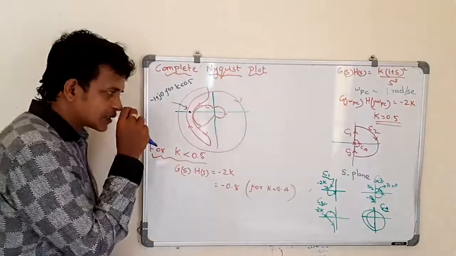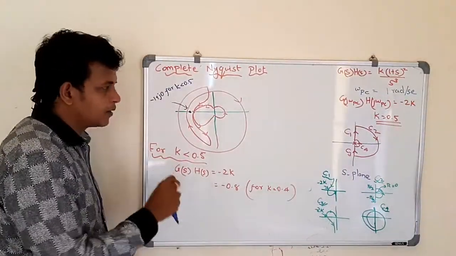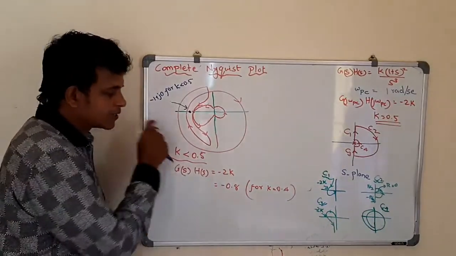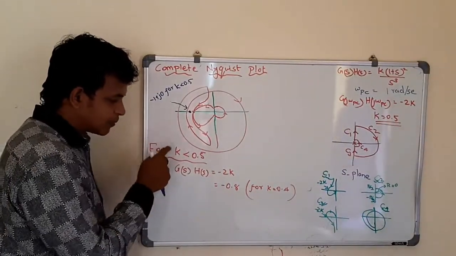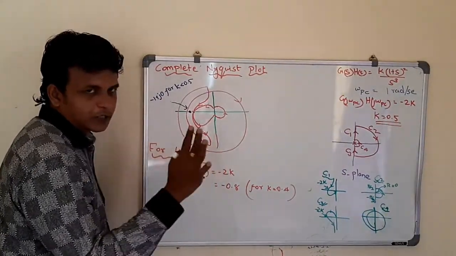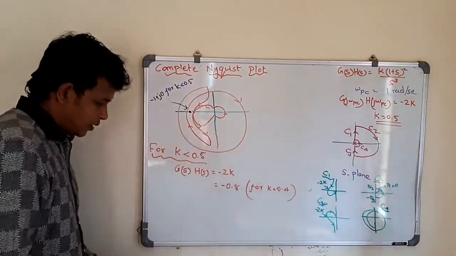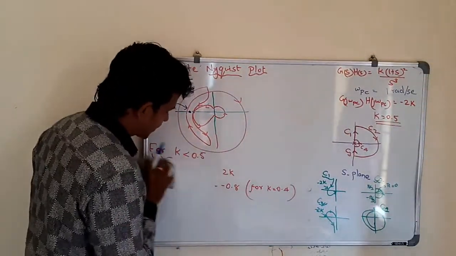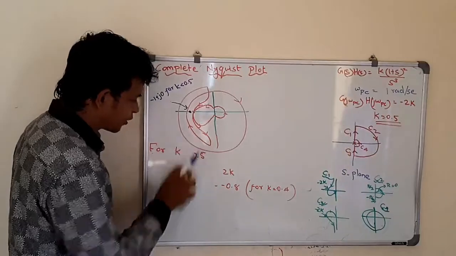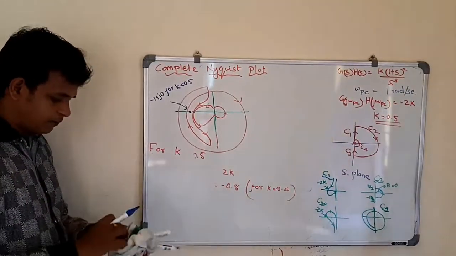Since right hand poles are available, the system becomes unstable. So the system is unstable for k less than 0.5. That is what we can conclude with this. Now let us assume the value of k greater than 0.5.